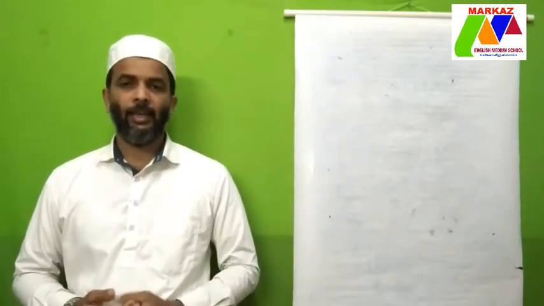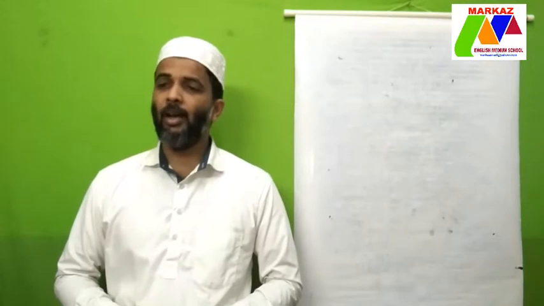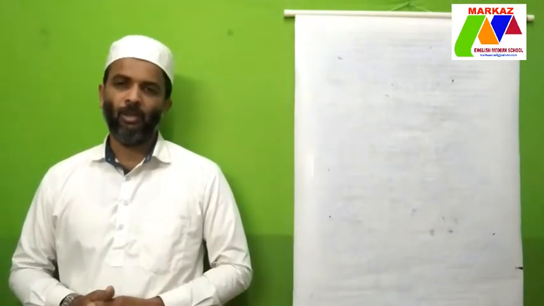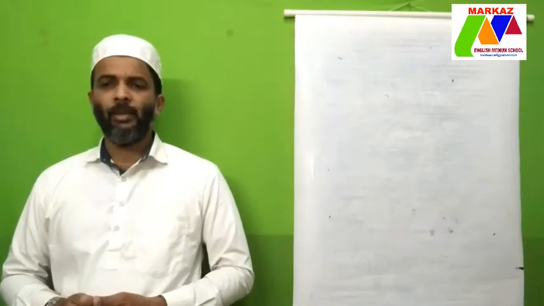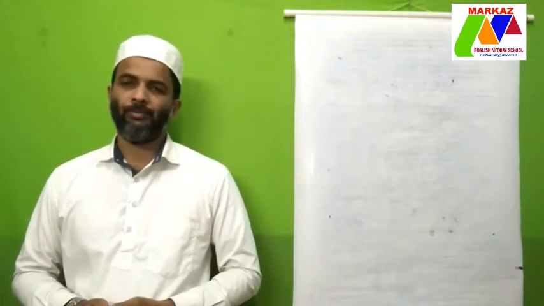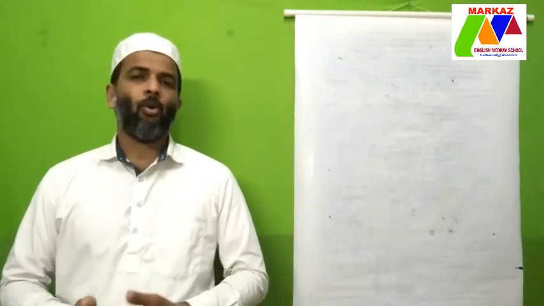So, 2, 4, 6, 8, 10, 12, 14, 16, 18, 20, etc. These are all even numbers. All the numbers that have the digit 0, 2, 4, 6, 8 in the ones place, these numbers are even numbers. Okay. Next, odd number.